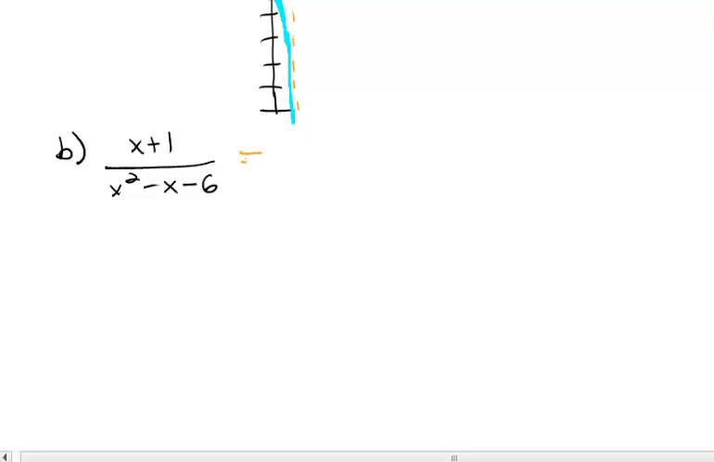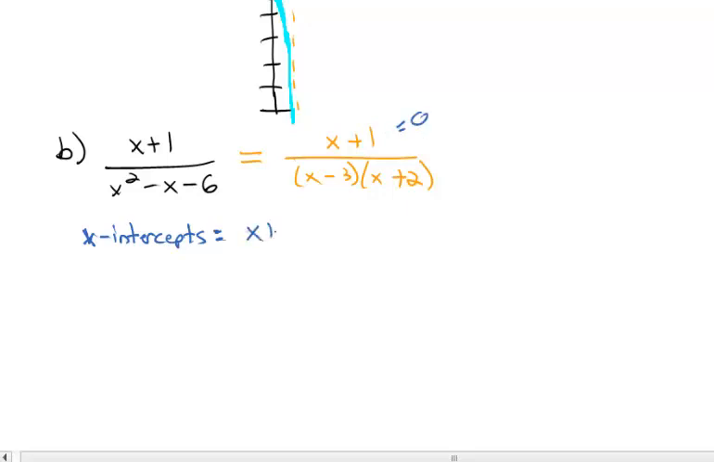And just to make it easier for us to see if we need to do any reducing, we've got x plus 1 over, and then we factor it, x and x, minus 3 and plus 2. There's no reducing here, so no funny holes that aren't behaving like we expect them to. So first we found the x-intercepts, which was from when the numerator equals 0. x plus 1 equals 0, so the x-intercept here is at -1.